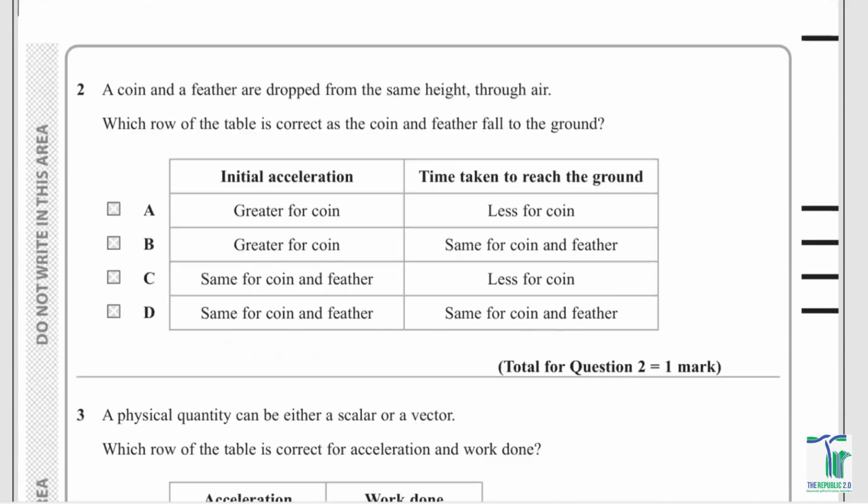Now, similarly, question number two: a coin and a feather are dropped from the same height through air. Which row of the table is correct as the coin and feather fall to the ground? They should have the same initial acceleration because they are both falling under constant acceleration due to gravity. But the coin, having a higher mass, would feel less air resistance, so the coin would take less time to reach the ground. That is why we have to go with option C.